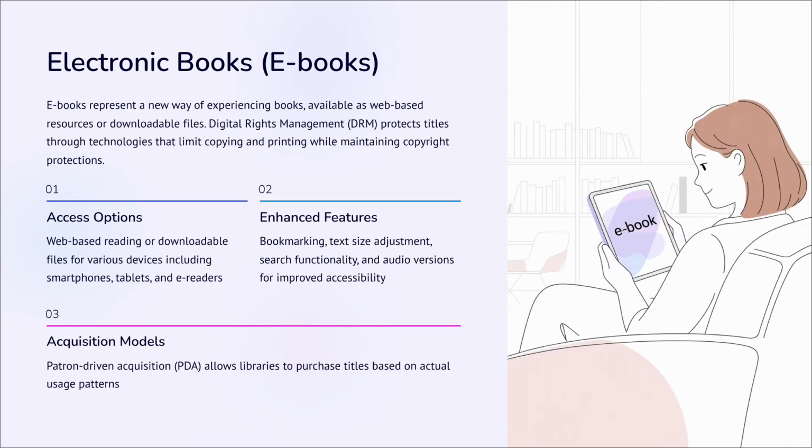Ebooks are a different reading experience, not just a PDF of a print book. They're available as web-based resources or downloadable files for phones, tablets, and e-readers. You'll see familiar features like bookmarking, adjustable text size, full text search, and in many collections, audio versions for improved accessibility. To protect titles, vendors apply digital rights management, DRM, technical controls that limit copying and printing to comply with copyright. From a user's perspective, the access options are straightforward: read on the web or download to a device.